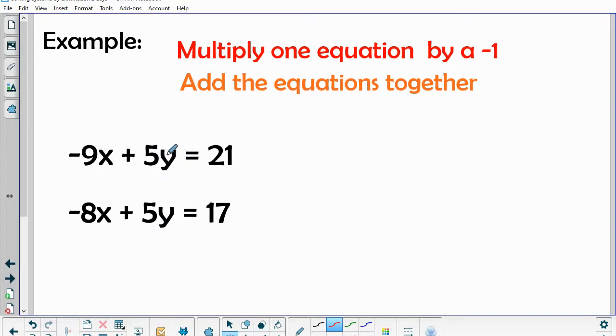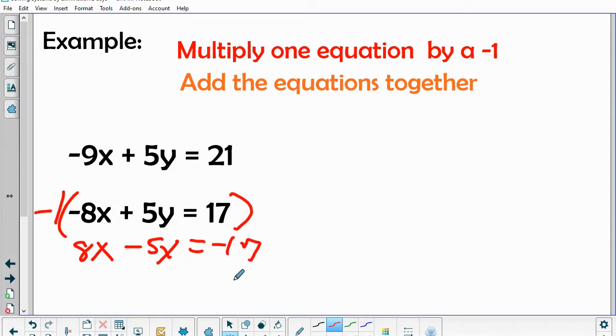So we've got 5y's in the second column here, and we need to multiply one by negative 1 so that we can add these together. So let's multiply the second one by negative 1. It really doesn't matter which one, but we'll do the second one. So then I'll have 8x minus 5y equals negative 17. Okay, at this time I'm going to add these two equations together.